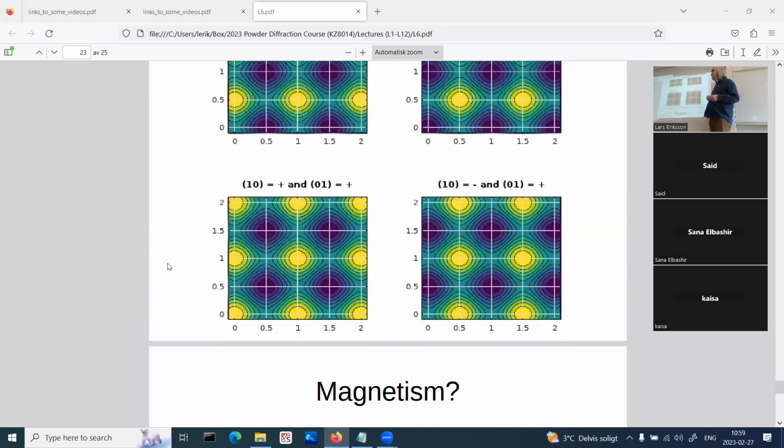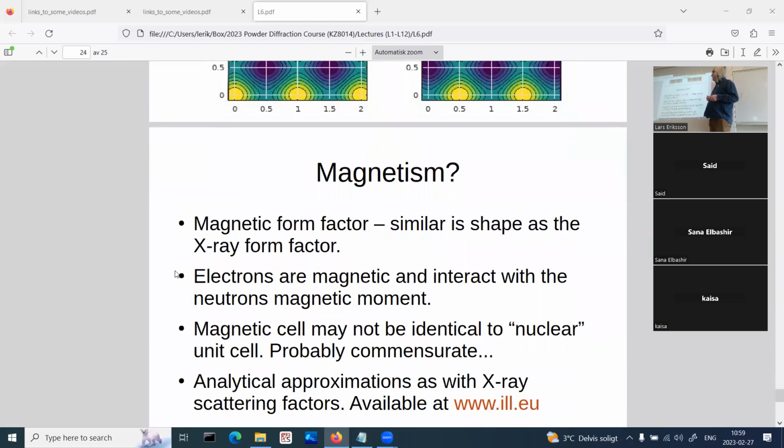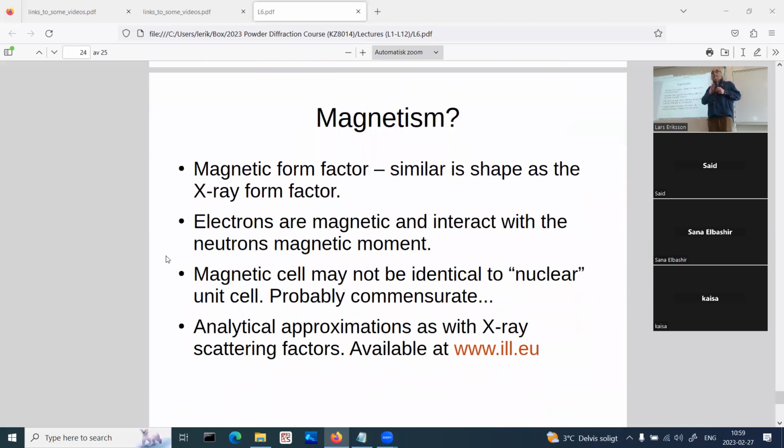You can solve the structure usually and find where the atoms are. Then we can refine, and that's another type of method to be used for fitting the atom positions better, so the calculated pattern should fit the observed pattern as well as possible.